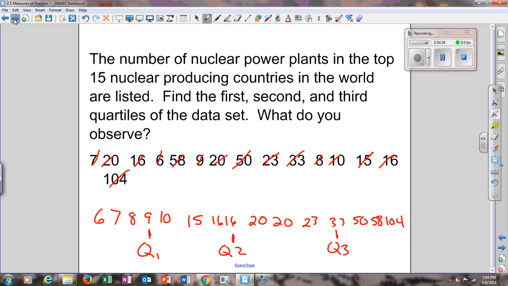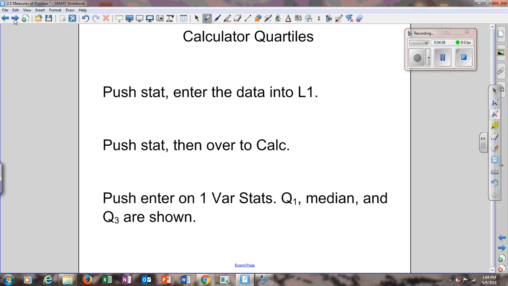Let's do it in your calculator. Push stat, enter the data into L1, push stat again, then over to calc, push enter on 1-Var Stats, then scroll down, Q1, median and Q3 are all shown. So that's an even easier way to do it. That way you don't have to organize your data at all. You just put it right in your list and it'll work out perfectly fine.